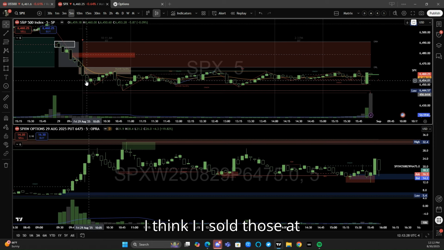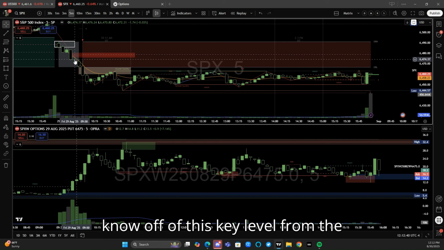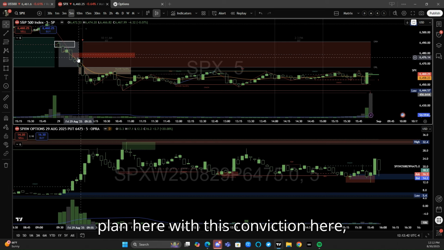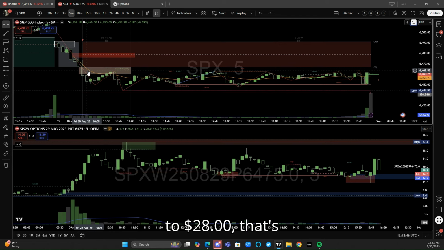I think I sold those at 25. They hit 28 and they closed at 26. So you're talking about a 100% trade, off of this key level from the plan here with this conviction here. You're talking about $13 down to $28. That's over 100%. Fantastic trade.